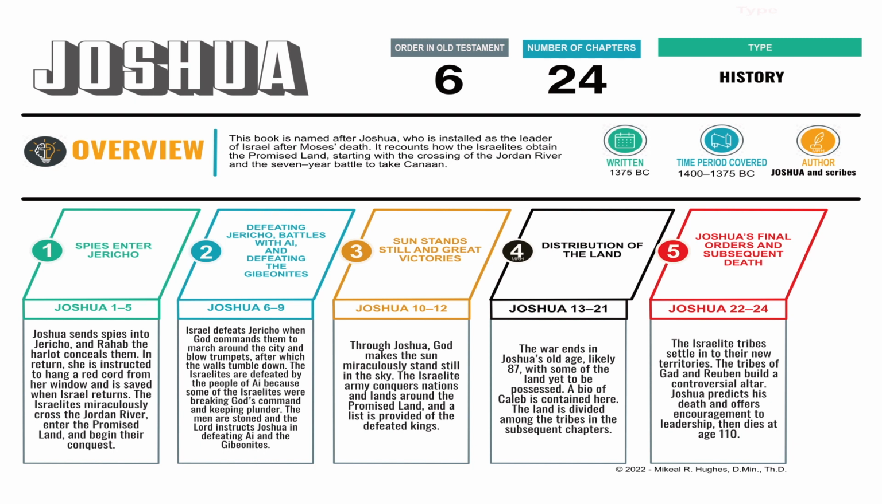The first 5 chapters, now this is the way I laid it out. The spies entering Jericho is what we'll look at first. Defeating Jericho, battles with Ai, defeating the Gibeonites, actually helping the Gibeonites. Sun standing still, remember that story of Joshua 10 through 12. Distribution of the land when the war ends in Joshua's old age, likely 87 years old. Then in 22 through 24, Joshua dies at 110 years old. His final orders and subsequent death is covered.